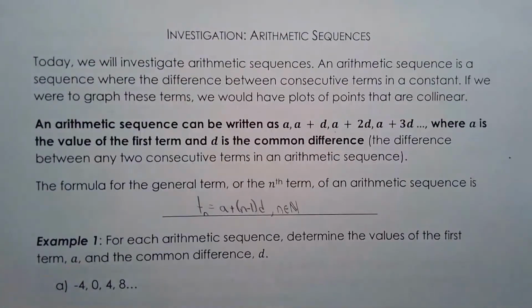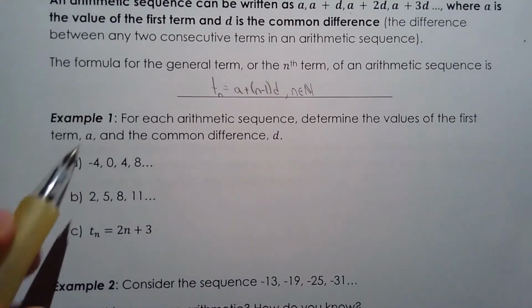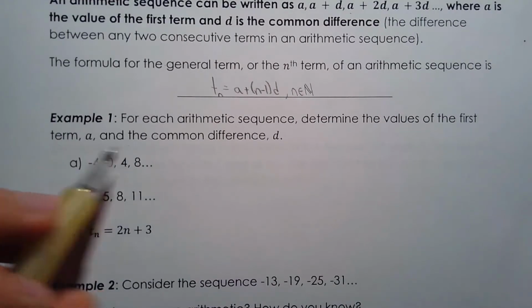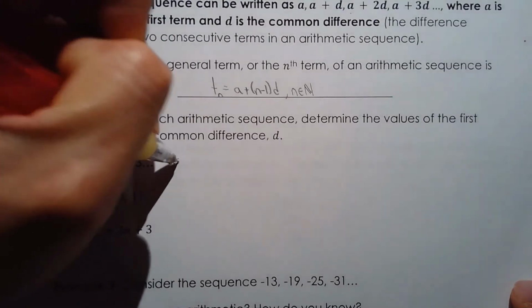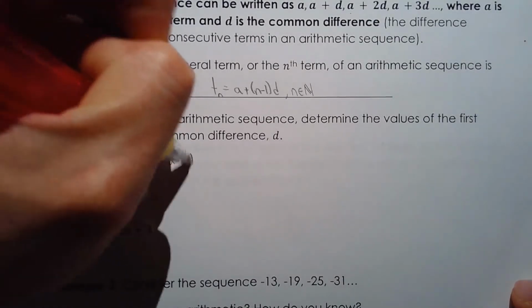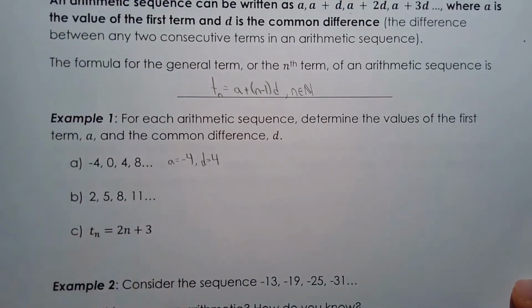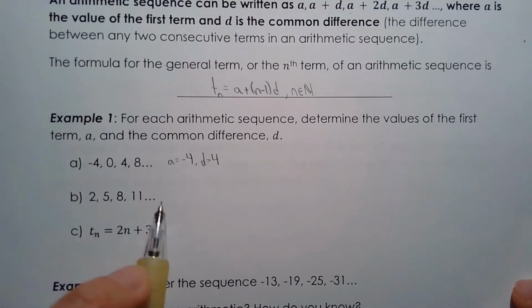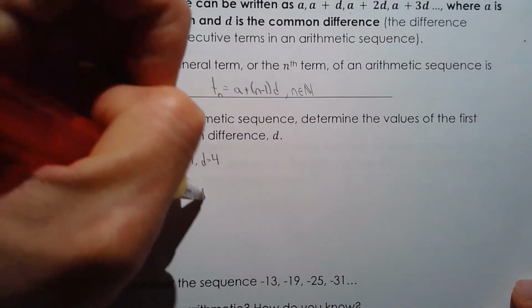All right, let's take a look at example 1. For each arithmetic sequence, determine the value of the first term and the common difference. This one's pretty straightforward. a is equal to -4 and d is equal to 4, because if you look, the terms are going up by 4. For the second sequence, the first term is 2 and the common difference is 3. They're going up by 3.